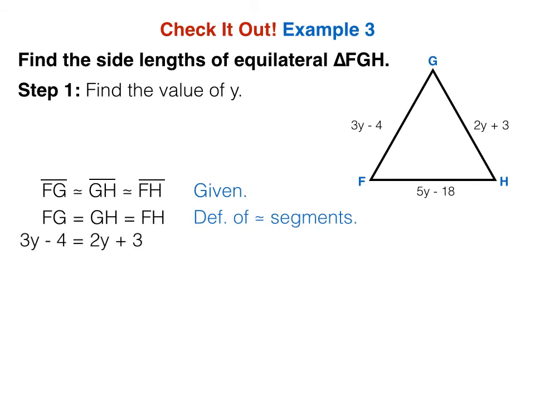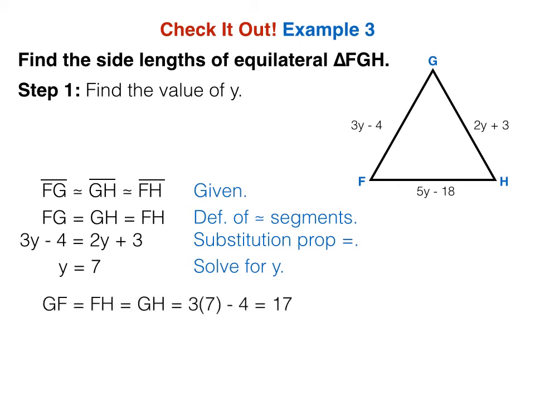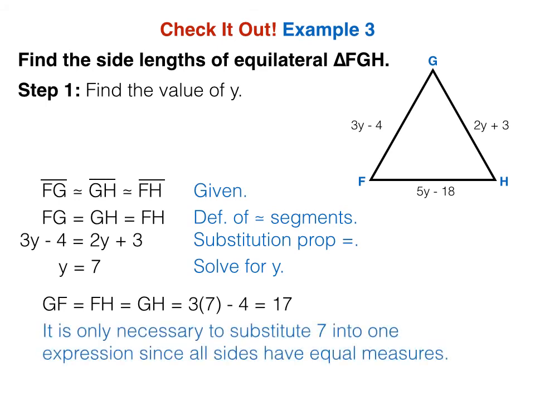So we really only need to set two expressions equal to each other. So I choose 3y minus 4 is equal to 2y plus 3. Substitution property of equality. Solve for y. Substitute the y back in. We only really need to put it back into one expression since all sides are equal, and we get 17. It is only necessary to substitute 7 into one expression. Again, we knew from the given that it was an equilateral triangle. However, I would say it's good to check 7 into all of them just in case you want to check your algebra to see if you're doing your algebra correctly.